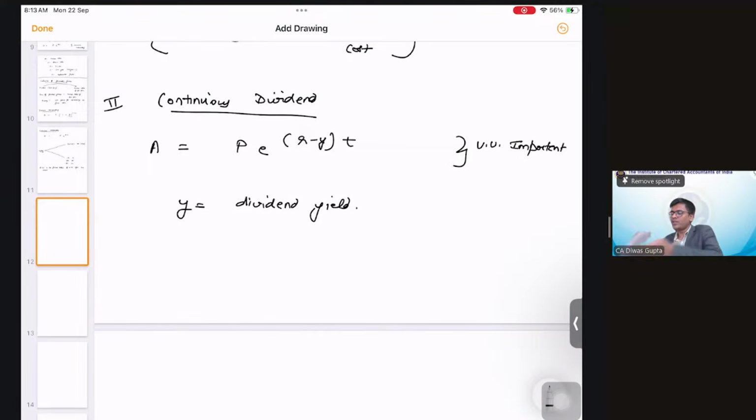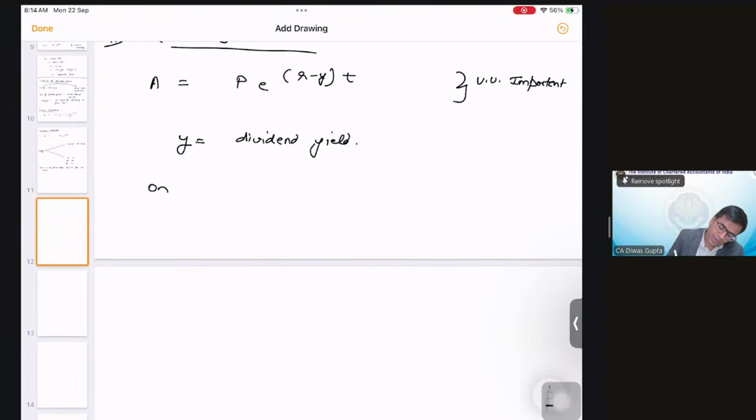A is the future value, T is the time period to expire, P is the present value, R is the rate of interest per annum, and Y is the dividend yield. So here we are saying that whatever accumulation will happen, that will happen at the rate of R, and from that the Y, which is the dividend yield, will keep on pulling the future value down. Okay.